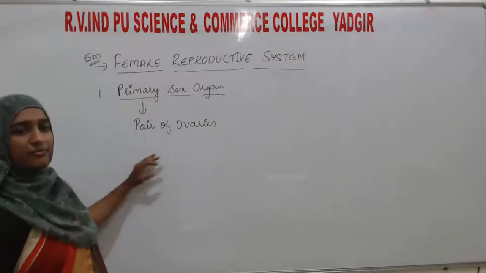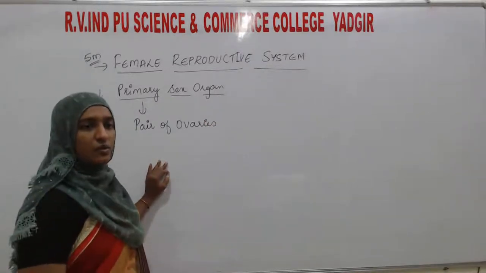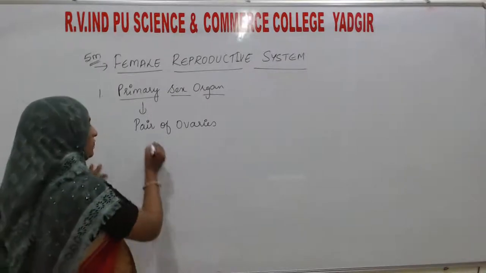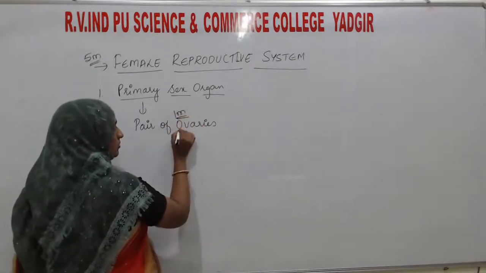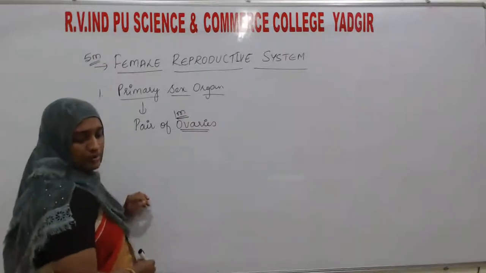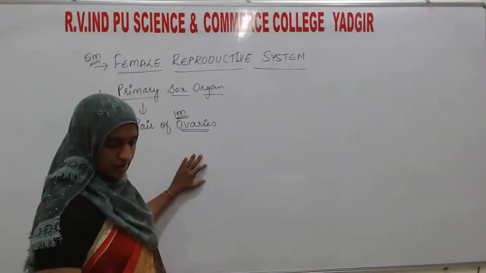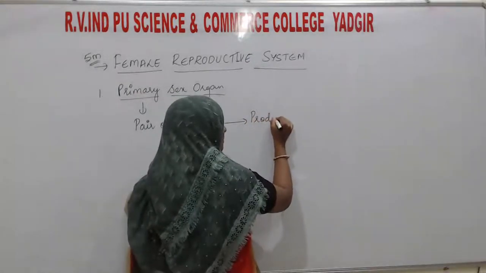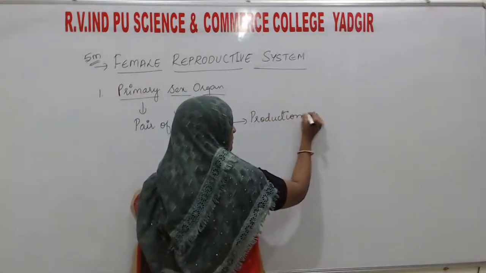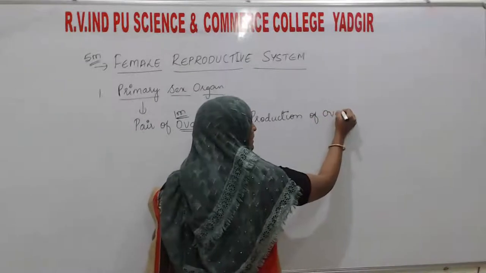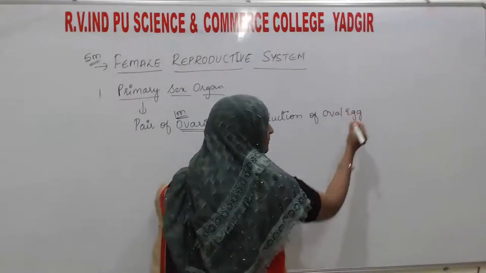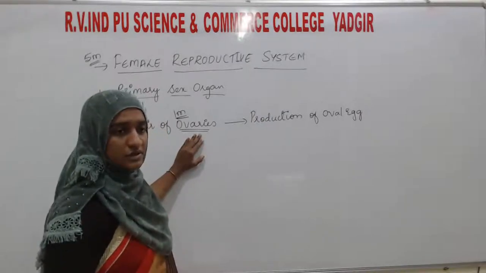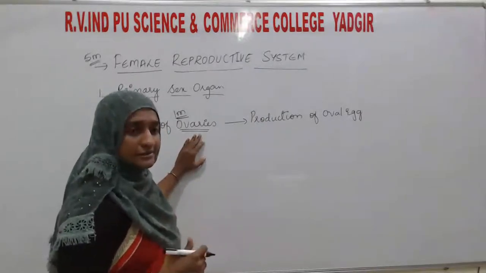It is a pair of ovaries. What is the function of these ovaries? This may be asked for 1 month. What are the functions of ovaries? Here, there are 2 functions of ovaries. That is the production of ova. The ova, or else we can also call it the egg, is going to be produced in the ovaries, which are present in pairs.